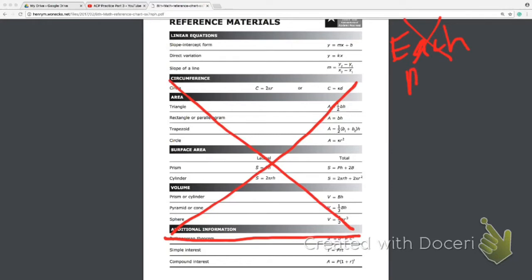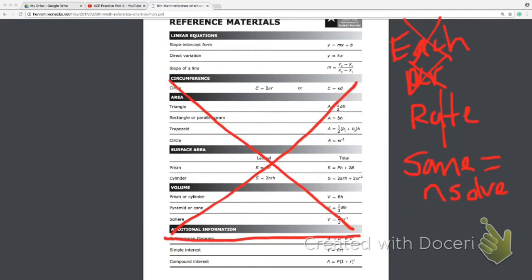If I see the word per, I'm going to put an X through that. If I see the word rate, I'm going to think of the number 1, so I'm going to put a 1 through that. If I see the word same, I'm going to think of n solve, or equals. So there's a few things.